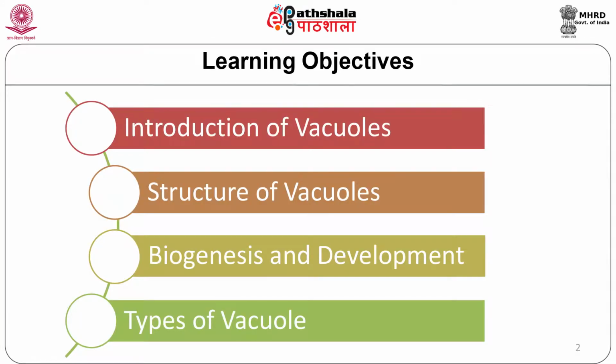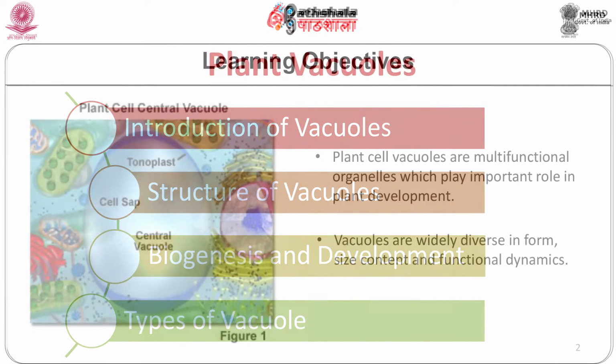The objectives of this module are: first, introduction to plant vacuoles; second, structure of plant vacuoles; third, biogenesis and development of plant vacuoles; and the fourth one, types of plant vacuoles.